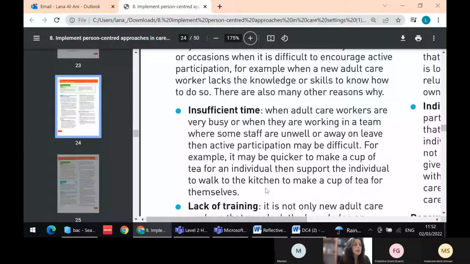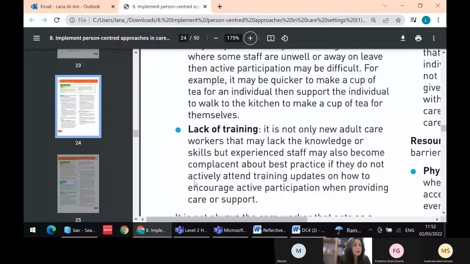They even give you an example here. It might be quicker to make a cup of tea for the individual than support the individual to walk to the kitchen to make a tea. So you just make tea for everyone because you don't have time, rather than helping him to stand up and go to the kettle and make his own cup of tea.